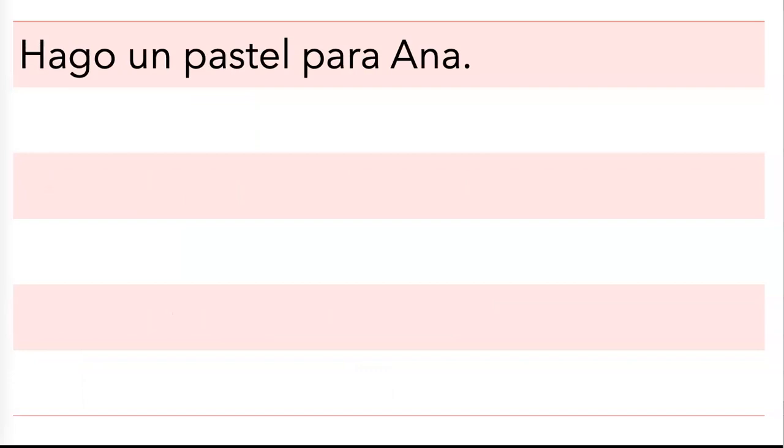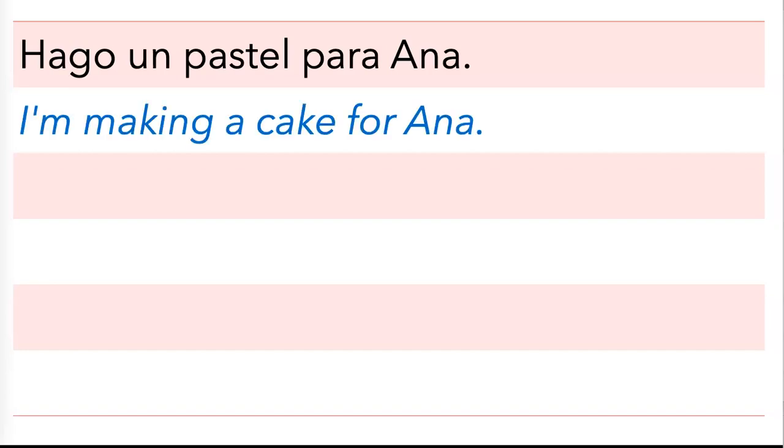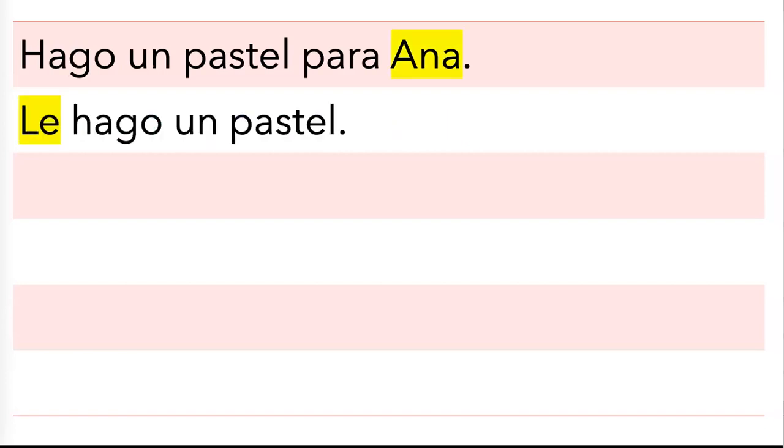Next sentence, hago un pastel para Ana. Go ahead and translate that. I'm making a cake for Ana. You could also translate it as I make a cake for Ana. Let's go ahead and replace Ana with the indirect object pronoun. Le hago un pastel.